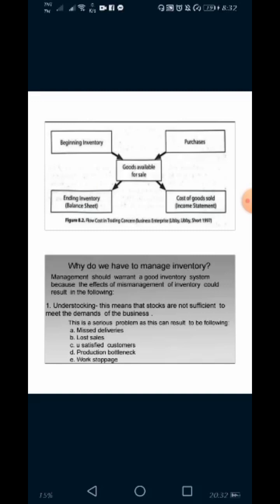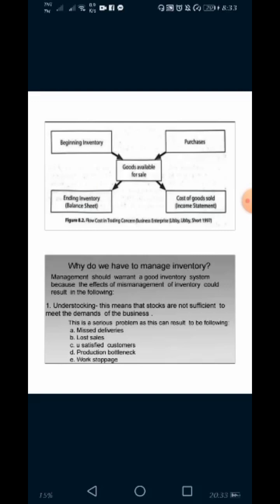Number 1, understocking, which means the stock are not sufficient to meet the demand of the business. So dapat kung wala na sila sulod, not sufficient na, dapat magdemand na sila sa business para masudlan, para dali sila mapulihan para continue ang dagan sa business. This is a serious problem. This could result in the following: missed deliveries, lost sales.